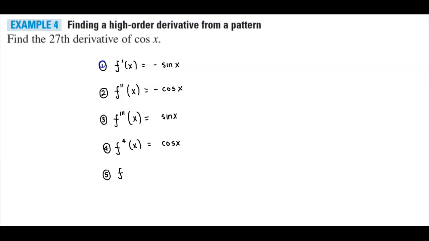Okay, now what is the fifth derivative of x? Well, the fifth derivative of the cosine of x gives us the negative sine of x. Okay, so is there a pattern here? Negative sine of x, negative cosine of x, sine of x, cosine of x. And then we start over again, and the fifth derivative is negative sine of x.